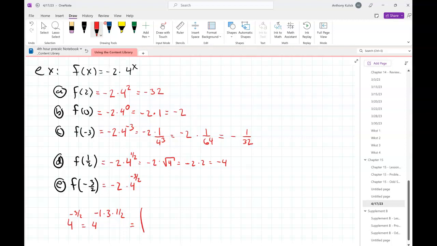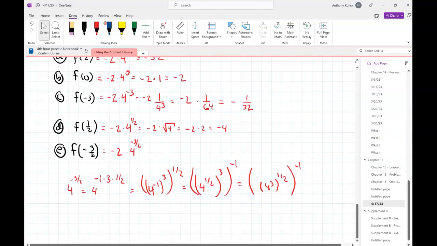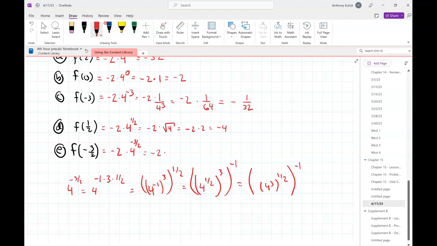And with my exponent rules then, I can write this as 4 to the -1 cubed to the 1/2, or I could write it 4 to the 1/2 cubed to the -1, or I could write it as 4 to the 3rd to the 1/2 to the -1. Whatever. There's 6 combinations that I could do this in, right? Of these, and again, it doesn't really matter the order, but which order is going to make it the easiest? Which of those exponents would I want to do first?